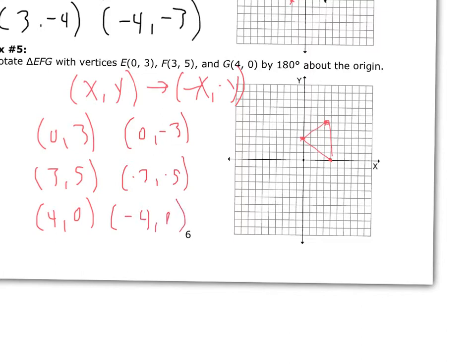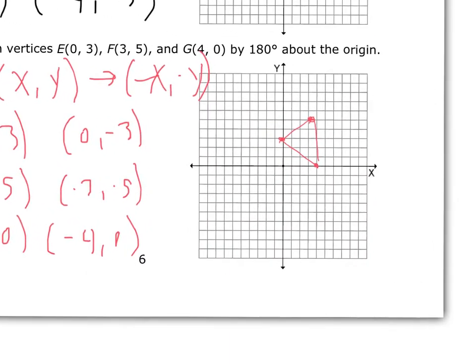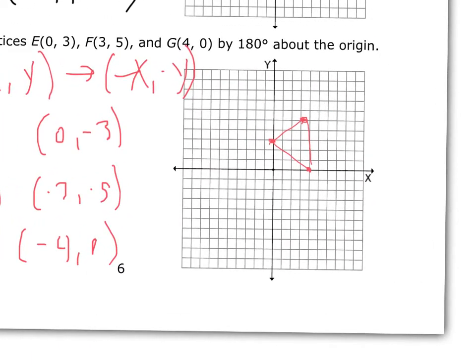Okay, so let's graph these, and let's do it in black. Okay, so we have these 3 ordered pairs. We have 0, -3. We have -3, -5. And we have -4, 0. Okay, so if we graph those points and draw our line, there is our new triangle that has been rotated 180 degrees around the origin.